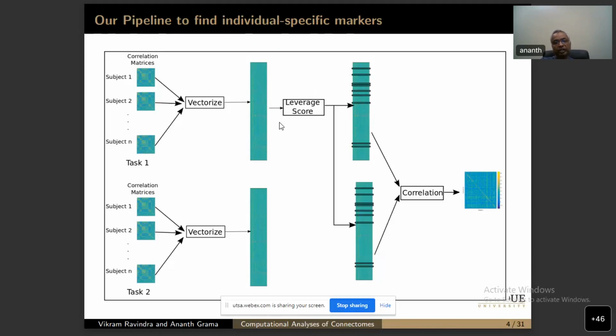So I'm going to take this matrix and do leverage score sampling. I'm going to do that on day 1 and day k, or on task 1 and task 2. And now I'm going to compute the correlation not on the entire matrix, but only on the subsample matrix. Okay, so I'm doing this in a much reduced space. And now I get a correlation matrix. And I'm going to use this correlation matrix to predict what task you're doing or who you are.